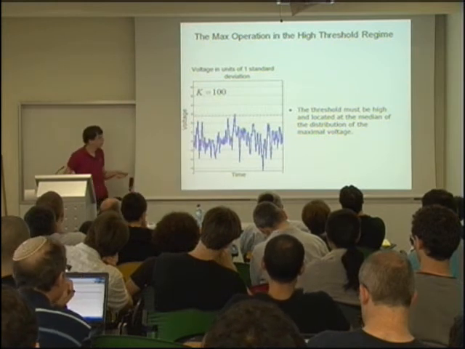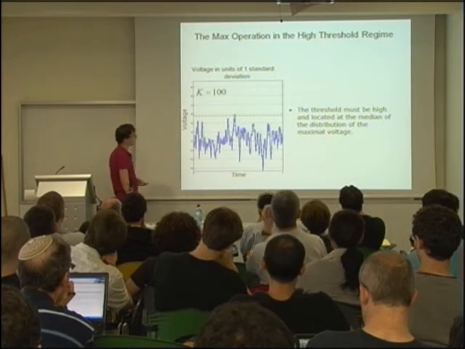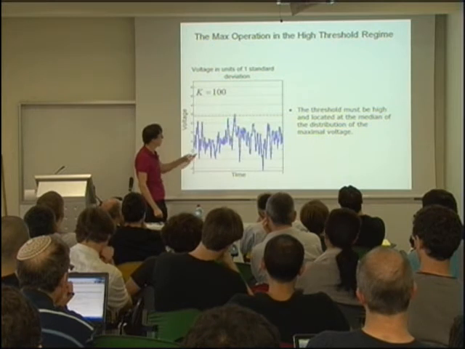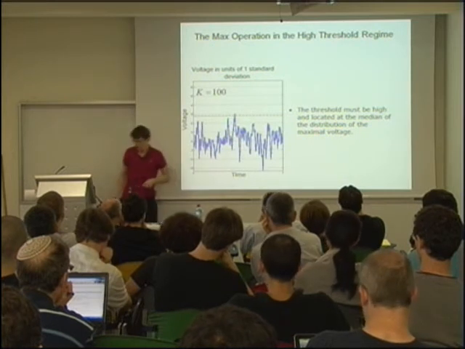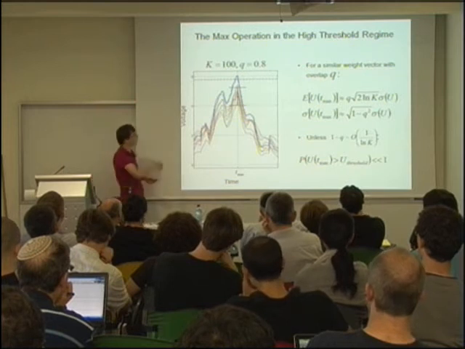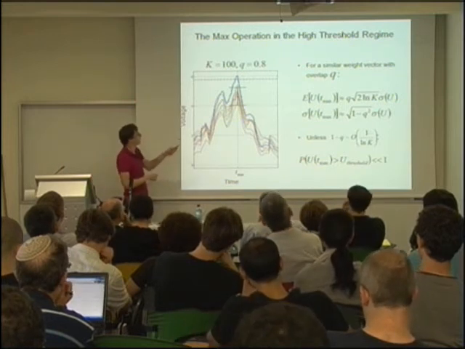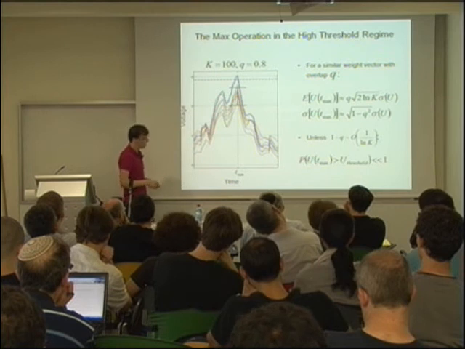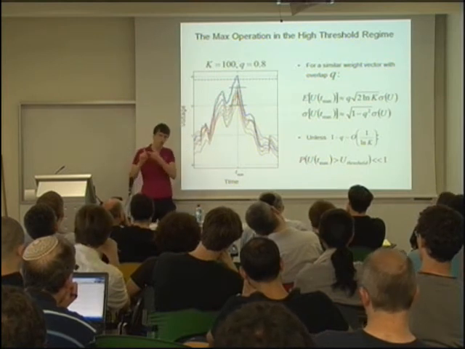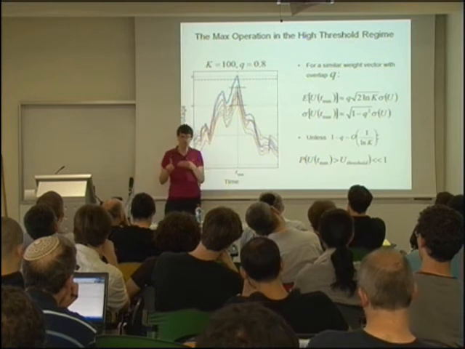And to see what the effect of this high threshold regime does, I want to look close up on this region where the voltage is maximum. So here I plot the same, the blue line is the same voltage trace, you see it crosses the threshold. And now I take some new weight vectors, correlated to the original one, and show them the same pattern again.